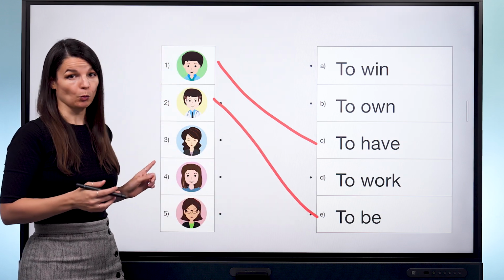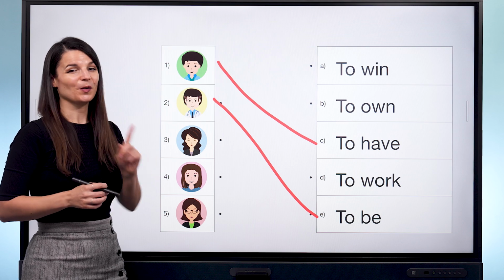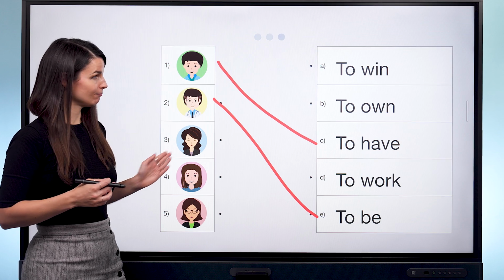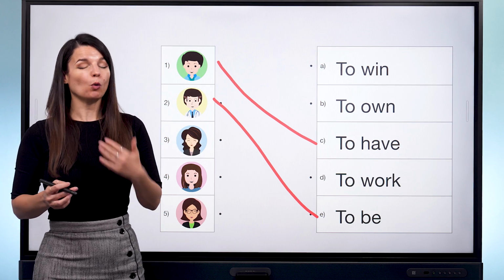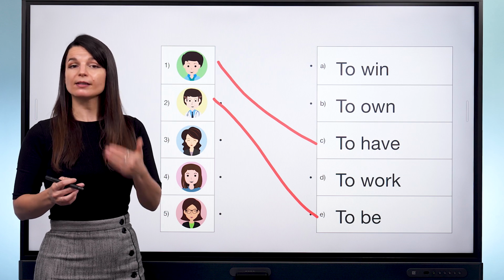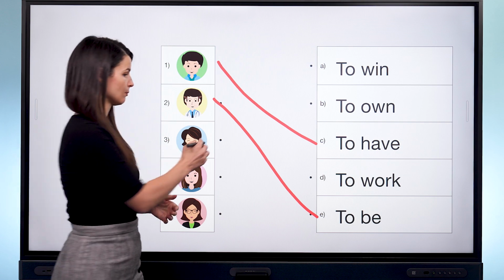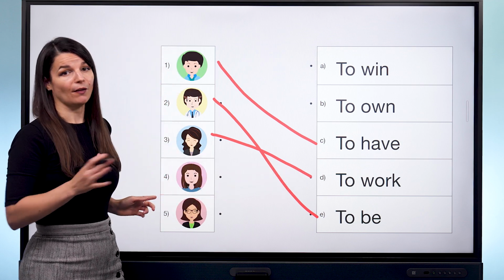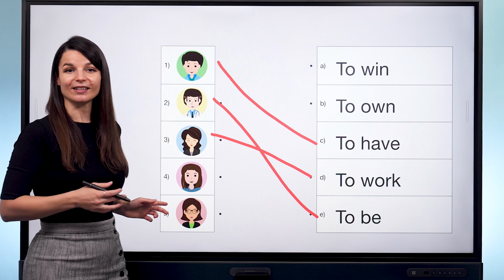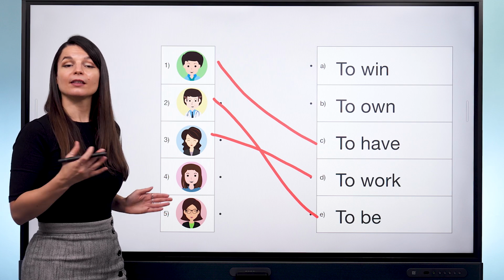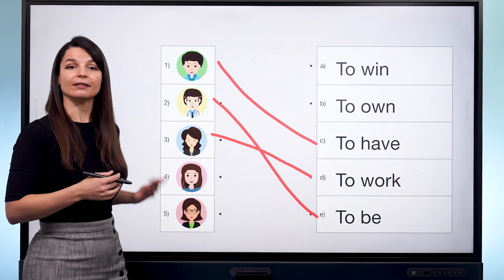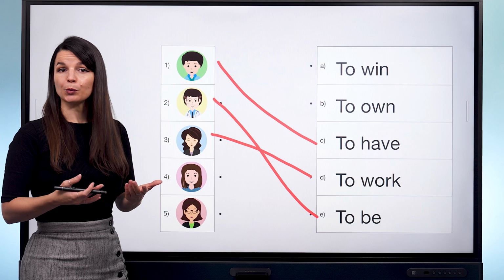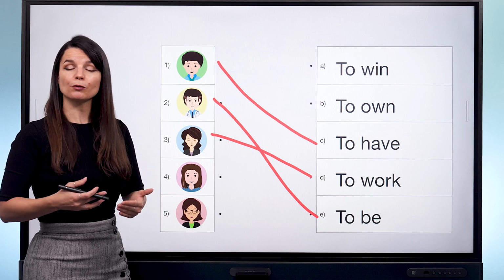Next, if it worked, it'd look cool. One more time. If it worked, it'd look cool. Did you hear worked? Worked is the past simple form of to work. Next, if I owned a grocery store, I'd sell lots of things. One more time. If I owned a grocery store, I'd sell lots of things. Did you hear owned? Owned is the past simple form of to own.